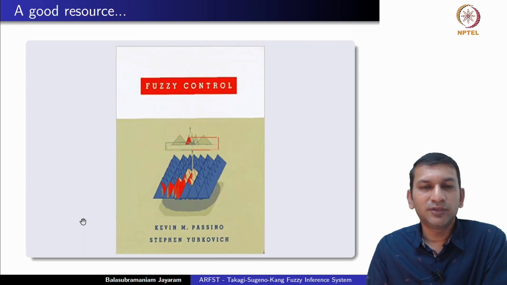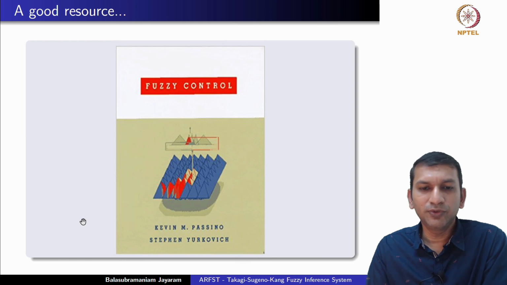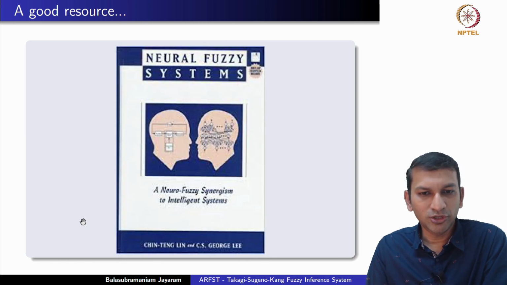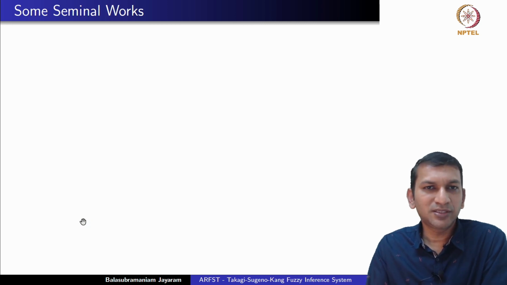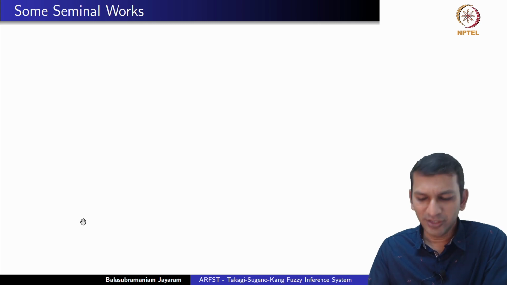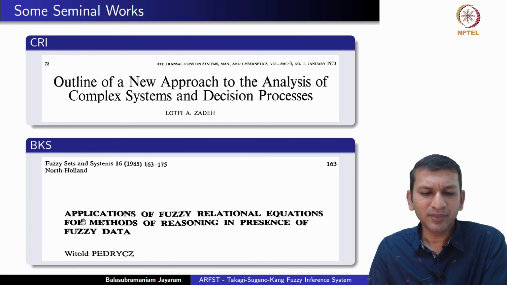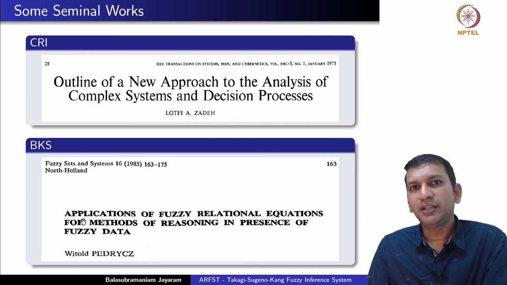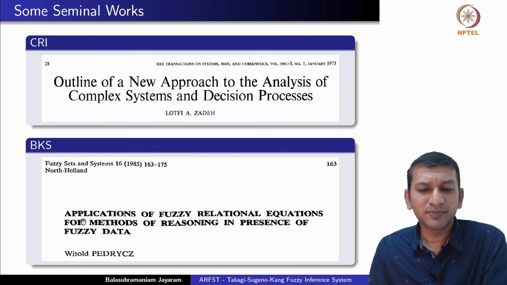A good resource for the lectures that we have had through this week, the topics covered in them, is the book by Passino and Yurkovich, also the book of C.T. Lin and George Lee, and the book by Professor Pedrycz. At this juncture, I would also like to point out some seminal works that we have discussed throughout these lectures. It is this paper in which Professor Zadeh proposed the compositional rule of inference way back in 1973. In 1985, Pedrycz used the Bandler-Kohout subproduct composition to propose the BKS inference scheme in this work.